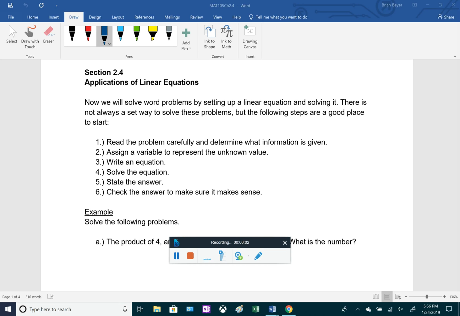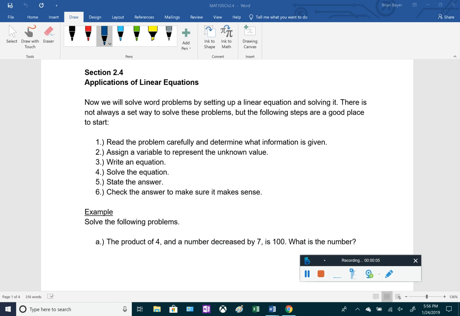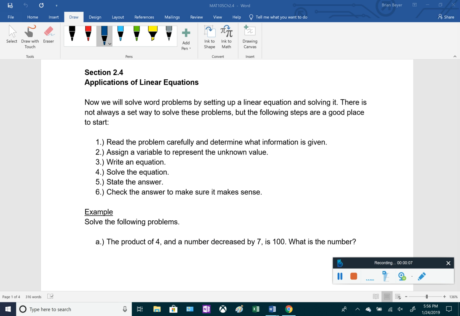Now for section 2.4, we're going to be doing applications of linear equations. So what we're going to be doing is solving word problems by setting up a linear equation. So it's going to look like something we've been doing in the past few sections, and then we're just going to solve it. So there's no direct way to go about these problems, but these steps here are a good spot to start off.